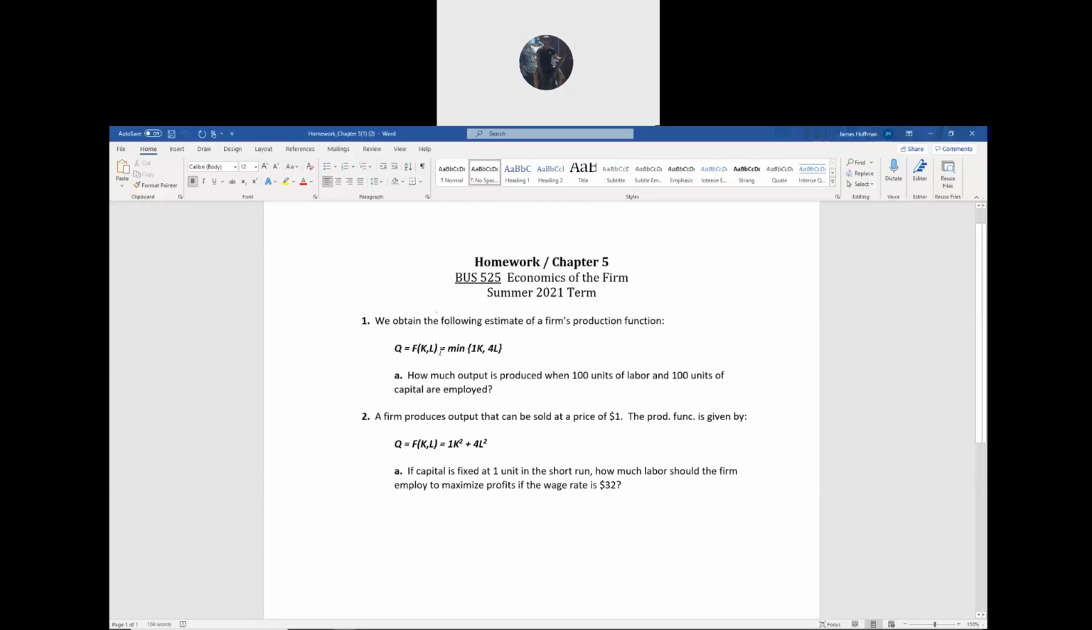So you got this specific production function, and the question is how much output is produced when 100 units of labor and 100 units of capital are employed. So you can use that example and what we talked about for the Leontiefs to do that one. And number 2 is you got a production function.